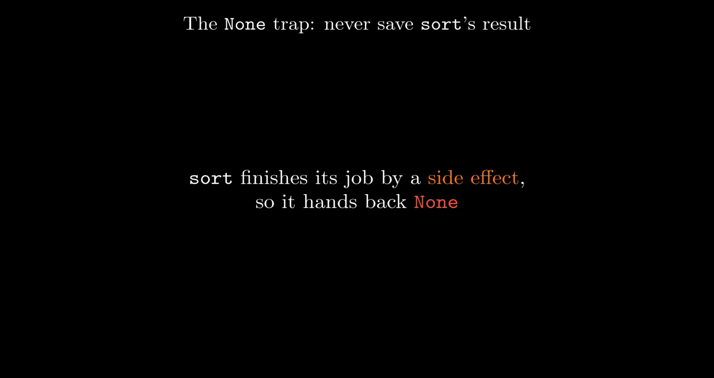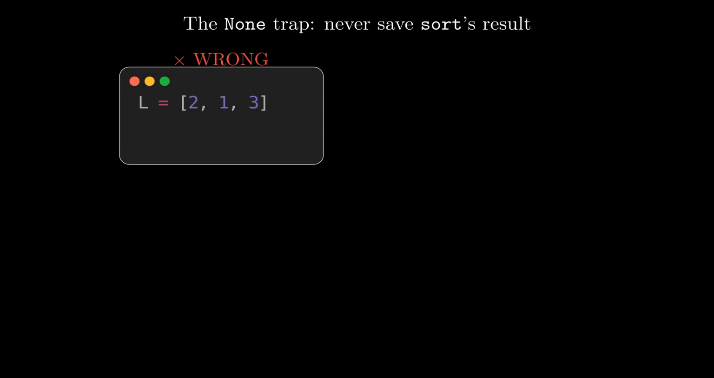Here is the trap. Because sort rearranges the list, it has done its whole job through that side effect. So it returns nothing useful, it returns None. That matters the moment you write L = L.sort(). Python first runs the right side. It sorts the list, then hands back None.